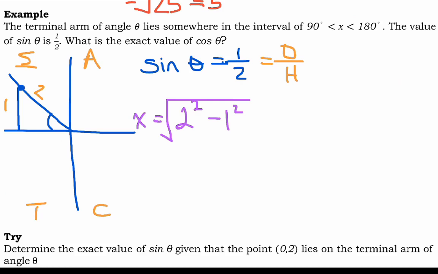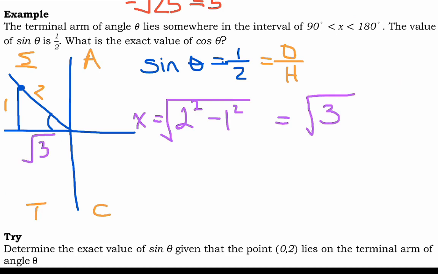I'm going to do r squared minus y squared, and that would give me what x squared is, so square root that. 2 squared, of course, is 4. 1 squared, of course, is 1. 4 minus 1 is 3. So our x value is the square root of 3.